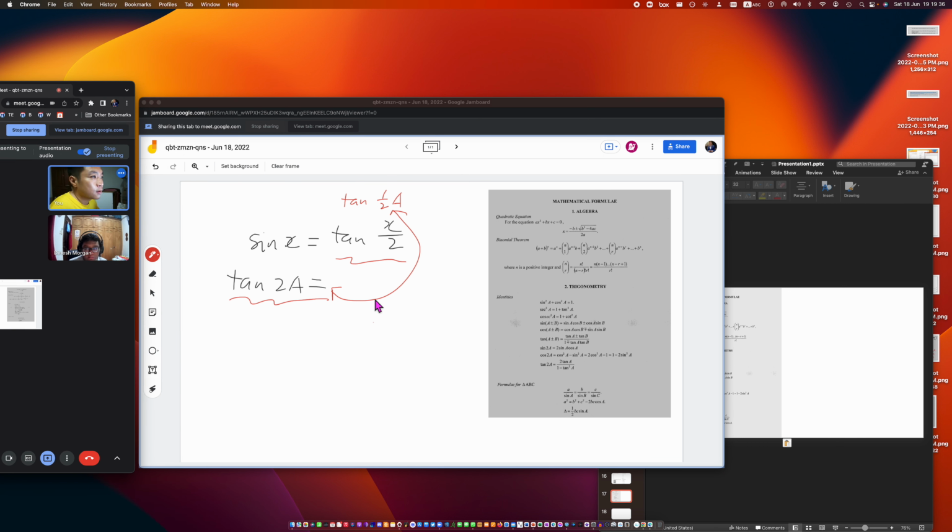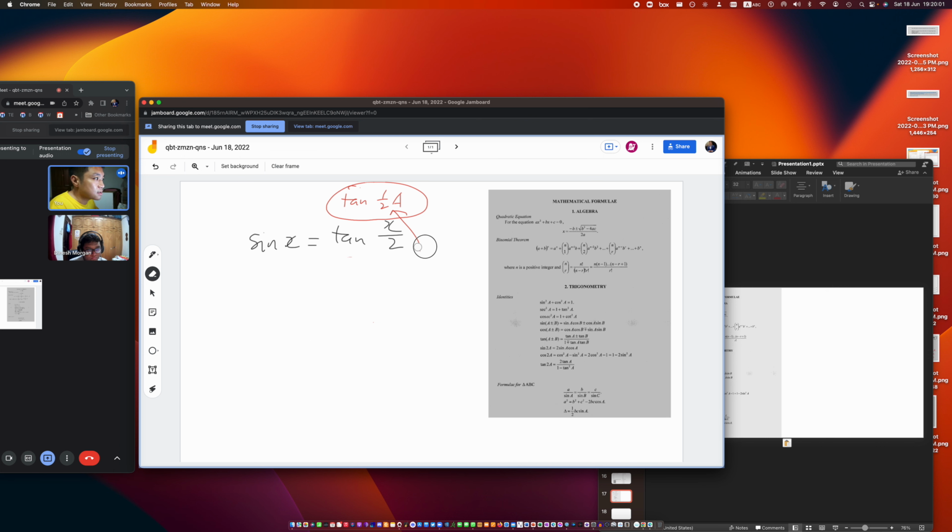So clearly, if you are given tangent half A and the formula is in tangent 2A, you can't use tangent 2A, because the question is tangent half A. I'm going to use red. Then you can't use tangent 2A. Let me erase this.